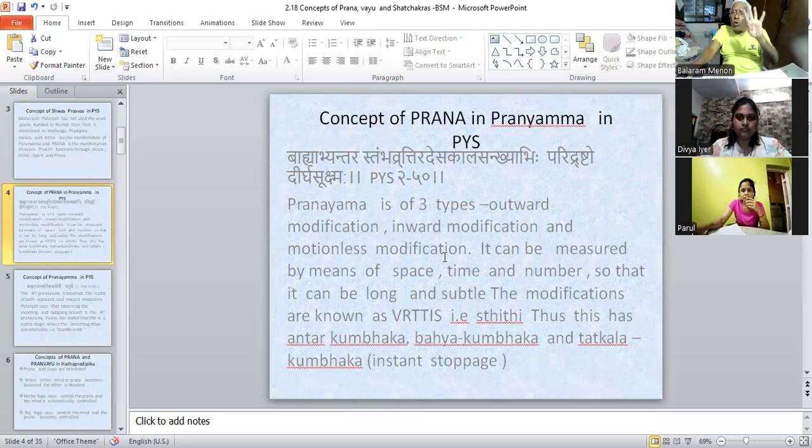All these four slokas have to be learned by heart, madam, please. When they ask define pranayama as per Patanjali Yoga Sutra, it is very famous, an interesting topic for the examiners. All these four slokas have to be learned by heart: 2.48, 2.49, 2.50, and 2.51. Okay, please.